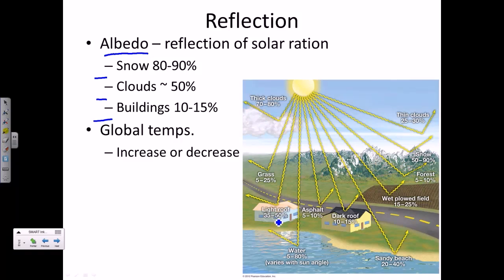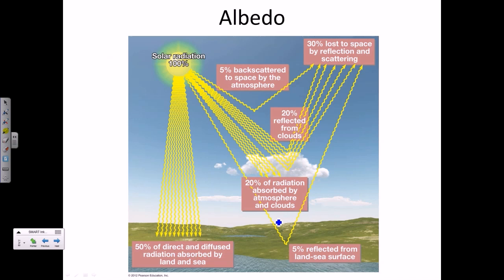So the total albedo for the Earth is the amount of solar radiation in various forms that enters the atmosphere and exits from the Earth's surface or near the surface without being absorbed. And that number you want to keep in your head here, up on the right, is 30%. Okay, 30% is reflected back out into space.